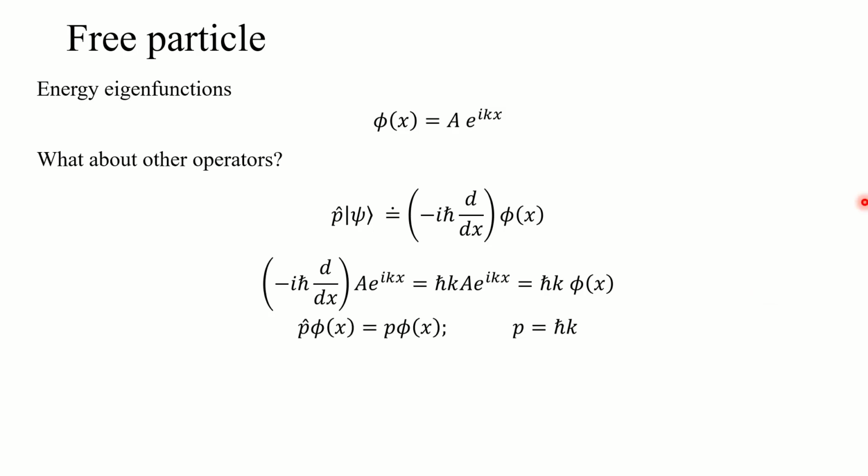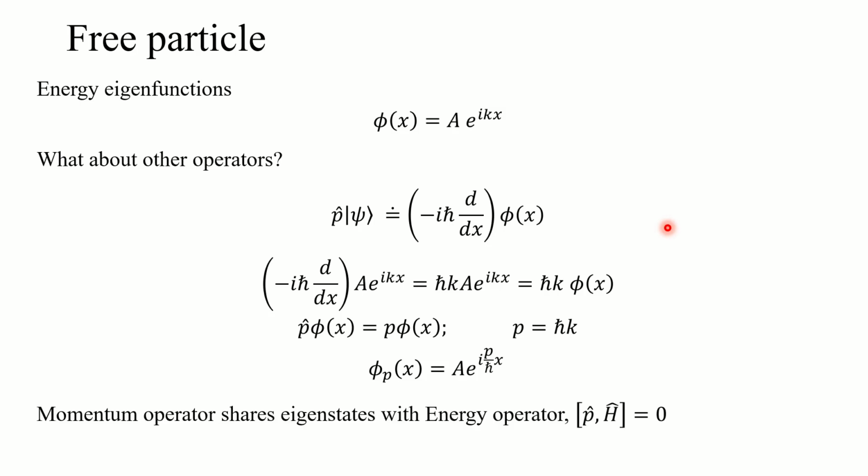What that means is this is an eigenvalue equation. That operator acting on that function gives us some constant out front. We'll call it p, the momentum, h bar k, times that function. So this means we can write the momentum eigenfunctions as the same thing. We'll write them in terms of p instead of k, replacing k with p over h bar. But they're the exact same function as the energy eigenfunction. The energy and momentum operators in this case share eigenstates. So that means they commute with each other.